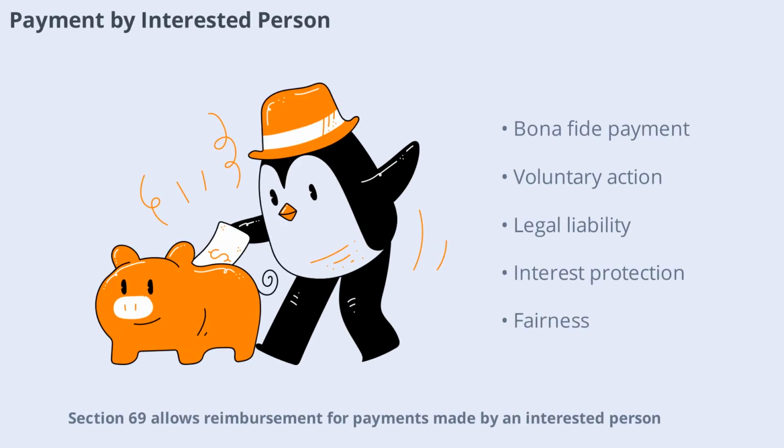Section 69 allows reimbursement for payments made by an interested person to protect their interest when another is legally bound to pay. The payment must be bona fide, voluntary, and for a liability the other party is bound to discharge. This provision ensures fairness when one party pays to protect their own interests.